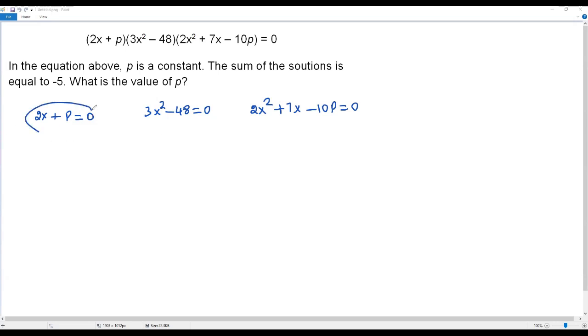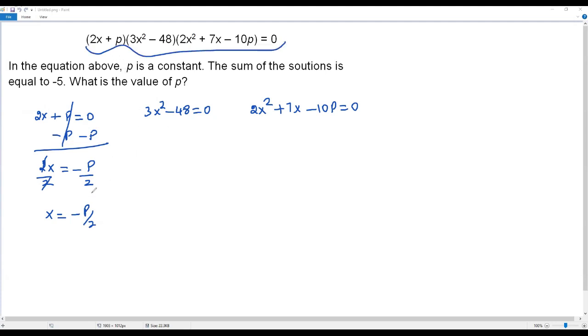Now let's solve the first equation. For that, I have to isolate x. So let me subtract p from both sides. Positive p and negative p cancel out, and I get 2x = −p. Then I divide both sides by 2, the 2 cancels, and I get x = −p/2. I said we have 5 solutions for the given equation, and I got one of the 5 solutions, that is, −p/2.